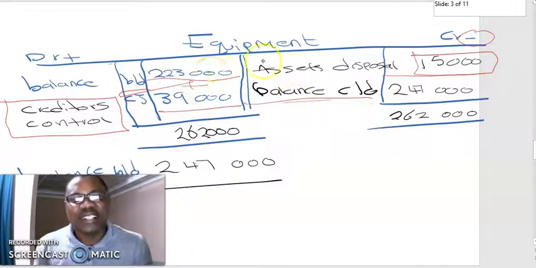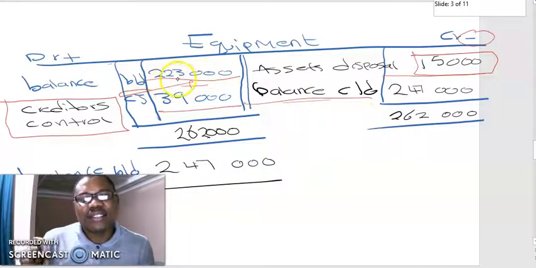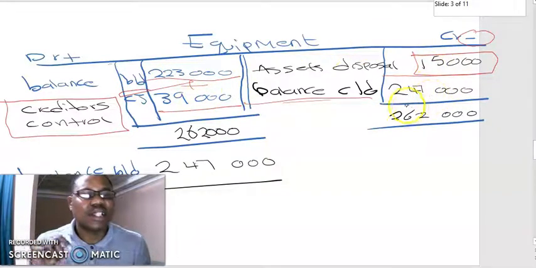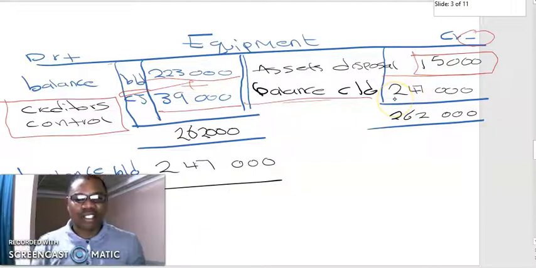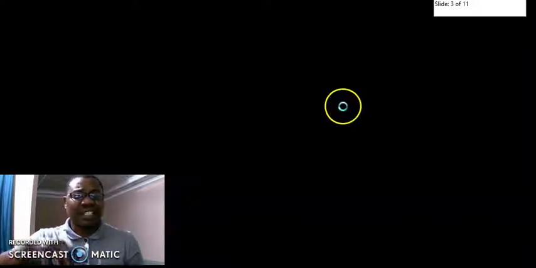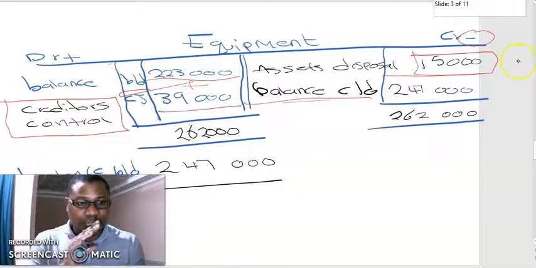How did we get that? We get that 223,000 plus 39,000 minus 15,000. Then we're getting the cost of the asset that we have. We bought an asset and at the same time we sold another asset. Therefore, the cost of the asset that we have during this year, guys, is 247,000. So that is simple as that, guys.